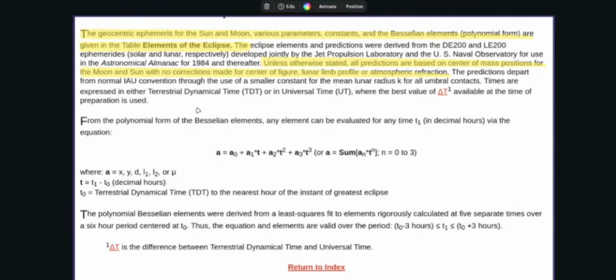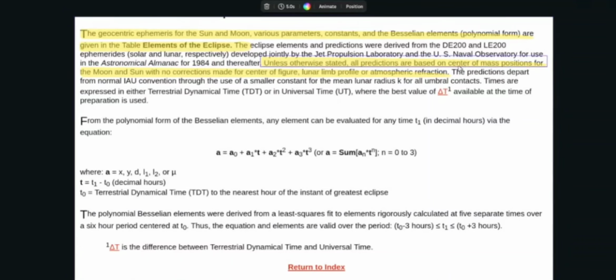Shane has a short video on it. It's pretty straightforward to make eclipse predictions. But what he notes here is the geocentric ephemeris for the sun and moon, various parameters, constants, and the Besselian elements are given in the table of the elements of the eclipse. The eclipse elements are predictions and were derived from the DE200 and the LE200 in the Astronomical Almanac in 1984 and thereafter. Unless otherwise stated, all predictions are based on the center of mass positions for the sun and moon, with no corrections made for the center lunar limb profile or atmospheric refraction.